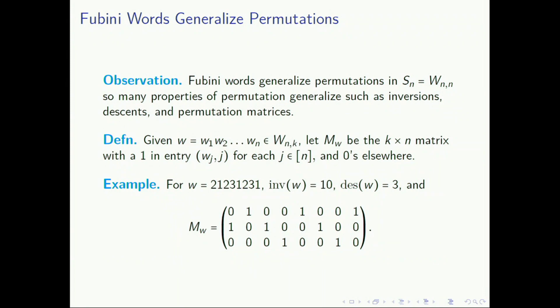So this is very natural. If you have your Fubini word W_1 through W_n, make a k by n matrix. And in column j, put a 1 on the row corresponding to W_j. Right. So this is the transpose of the way Colleen was doing it yesterday when she said she was row-centric. I'm being column-centric. It's more natural in this context. So here's an example for 2, 1, 2, 3, 1, 2, 3, 1. The corresponding matrix is easy to fill out. All right, I'll call that M sub W.